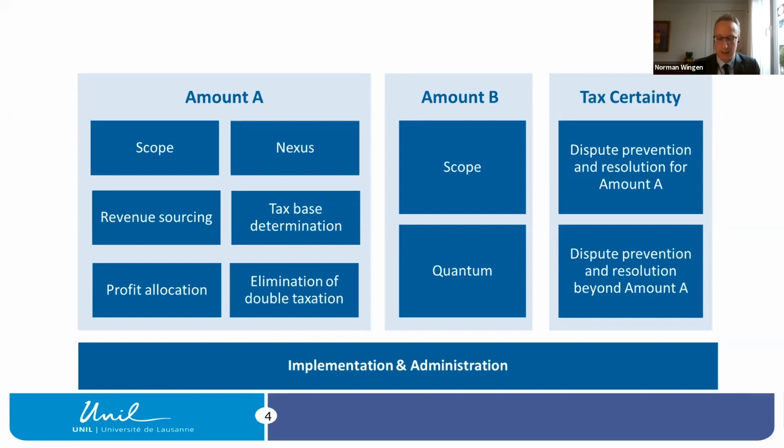I have two more areas of interaction. The next one is the elimination of double taxation. And this is really very prominent because we are talking about a reallocation of profits, and the elimination of double taxation addresses where this residual profit is coming from, and where the double taxation should be relieved. So therefore there's an interaction between where the profit is allocated under the current system and where it should be taken from in the new system.